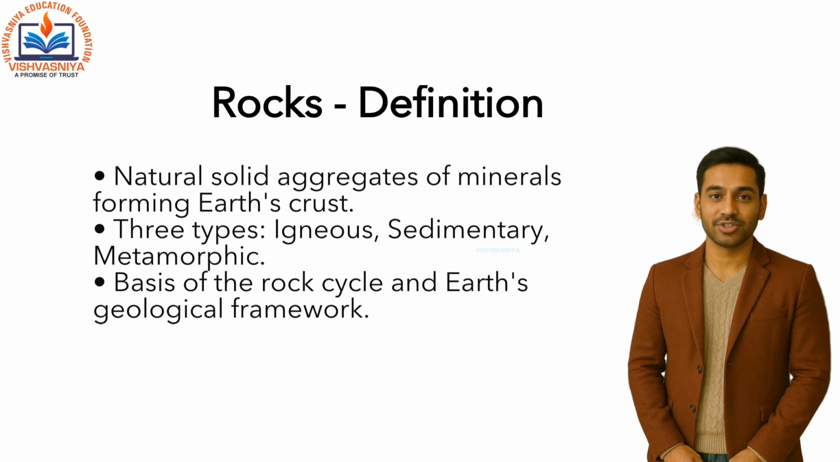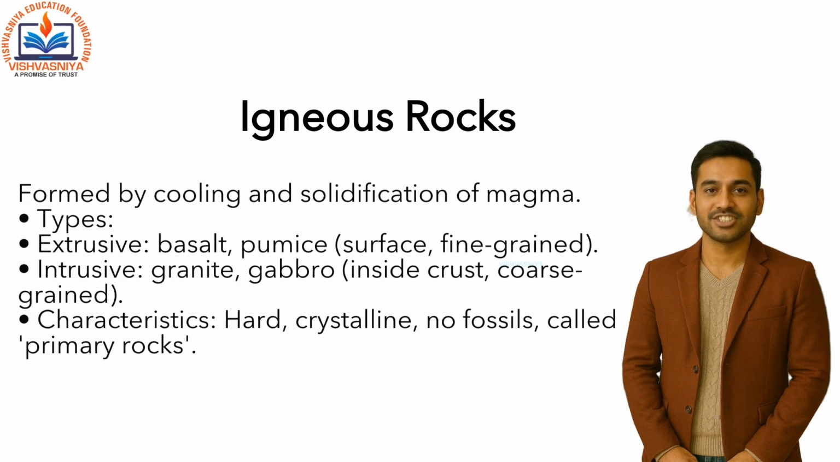Now let's move to the rocks, which form the Earth's crust. A rock is simply a natural solid aggregate of minerals. There are three main types of rocks. Igneous rocks are formed by the cooling and solidification of magma.